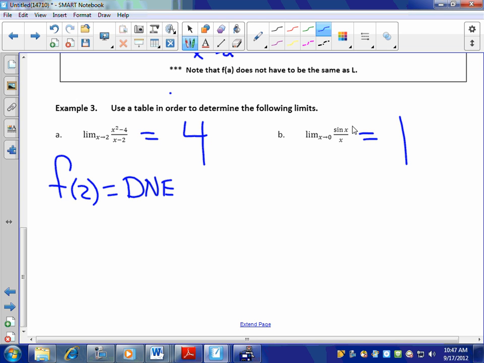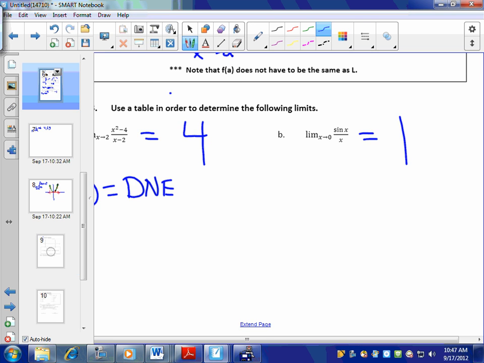Any questions on using a table? Could you use a table? Okay, that will be a portion of your problems. Let's move on to the next set.